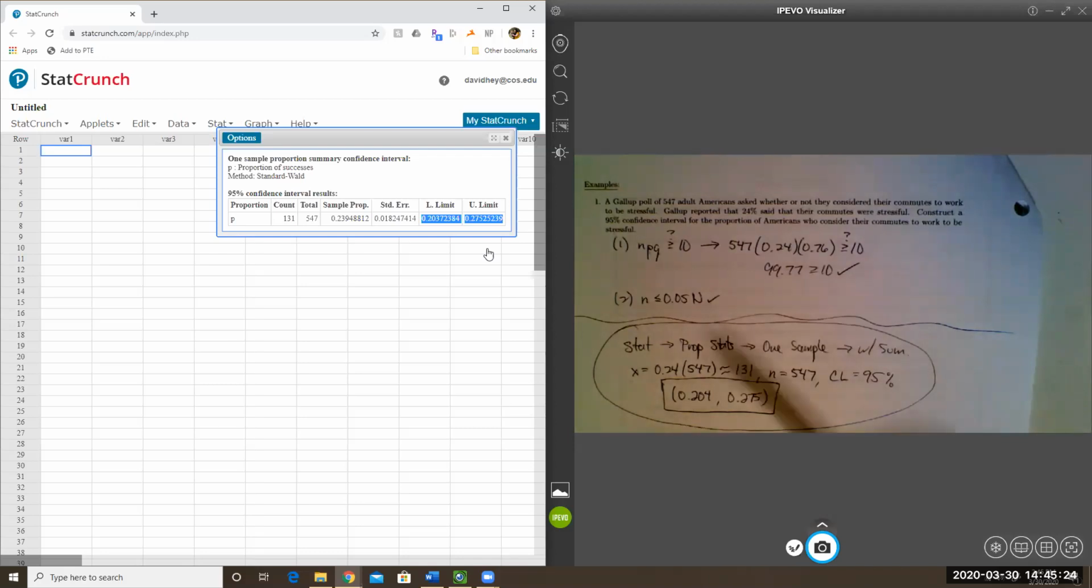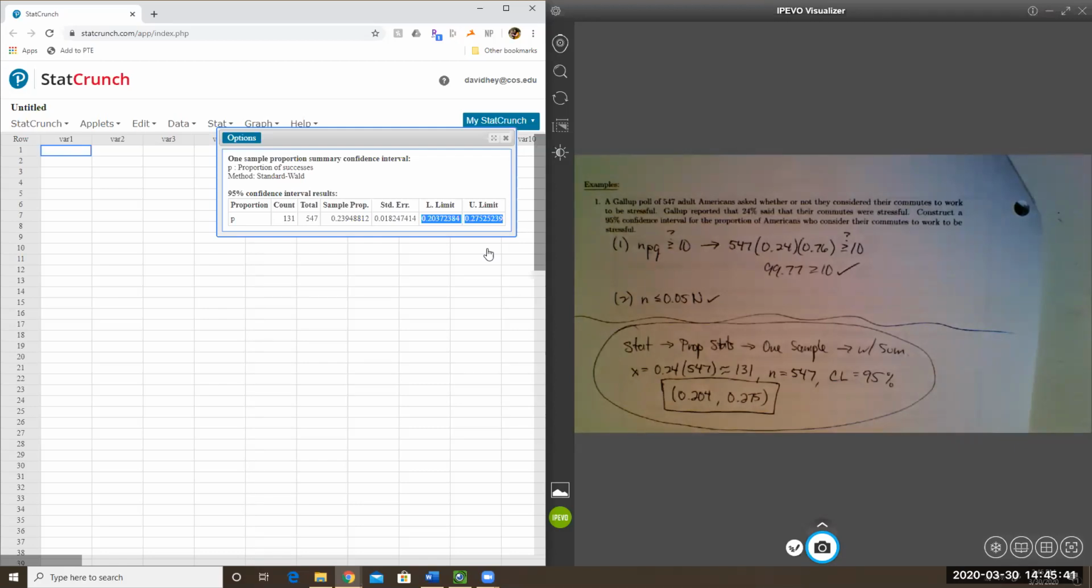But anyway, this is exactly what I would want you to write down on a test or a quiz, not just the answer, right? Write down all of the stuff. Write down where you go in Statcrunch, right? And write down what you enter into Statcrunch to get your results. That's what I want to see, okay?